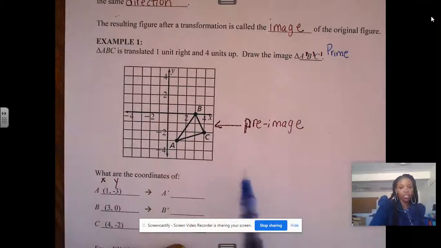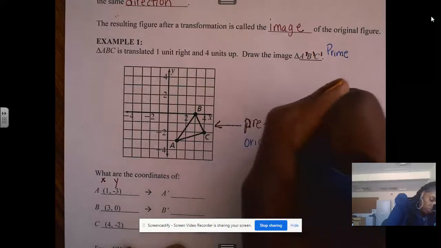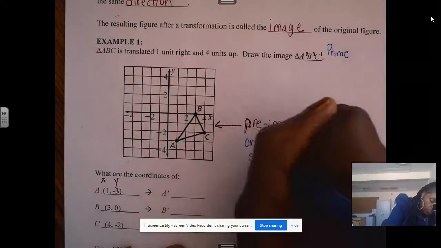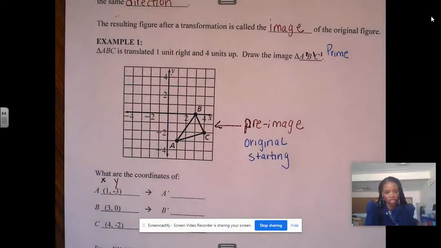Down here is your pre-image. This is your original or your starting image. It's just regular letters, so if you see, it doesn't have the little tick marks. That's going to make a difference. So those are little simple things you have to take on.